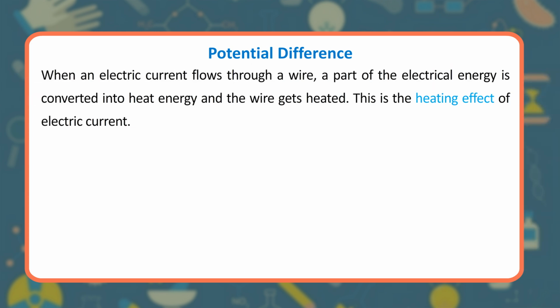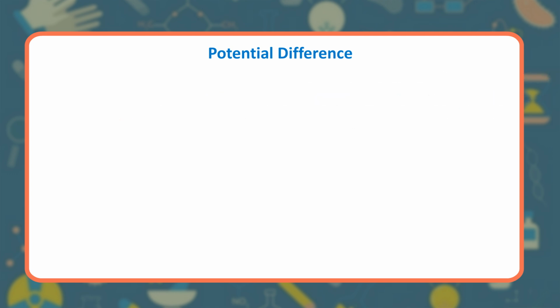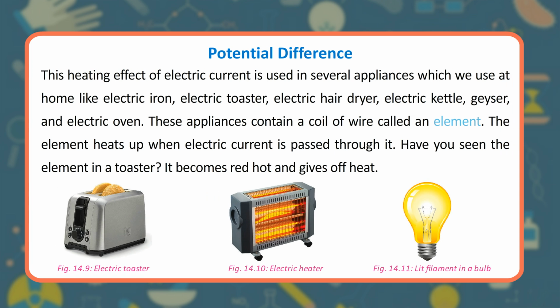When an electric current flows through a wire, a part of the electrical energy is converted into heat energy and the wire gets heated. This is the heating effect of electric current. This heating effect of electric current is used in several appliances which we use at home, like electric iron, electric toaster, electric hair dryer, electric kettle, geyser, and electric oven.